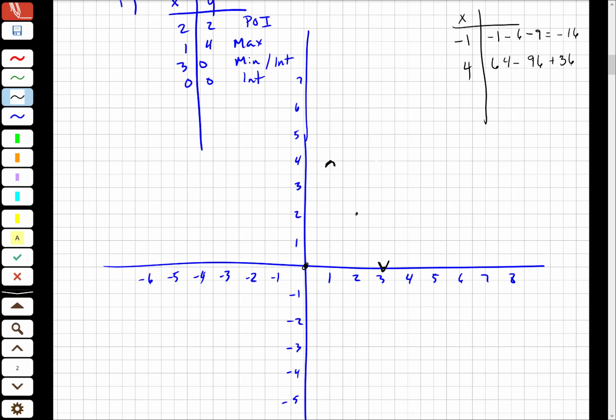Check this. Hold on, I'm going to get a calculator and check this real quick. So 4 cubed minus 6 times 4 squared plus 9 times 4. Oh, yeah, this is it. And the outcome is 4. So amazing.